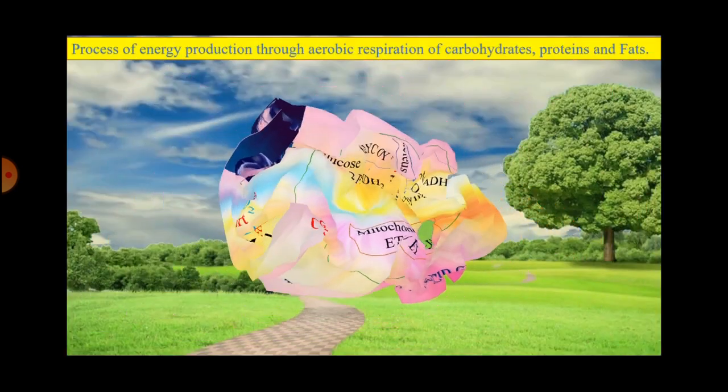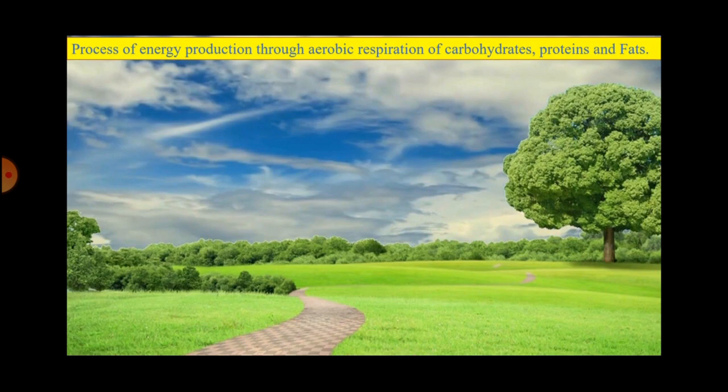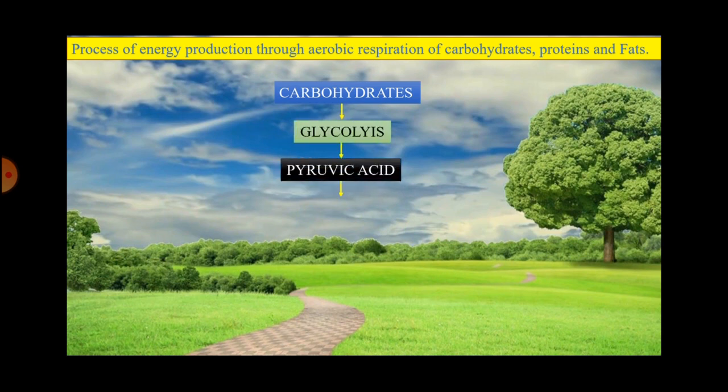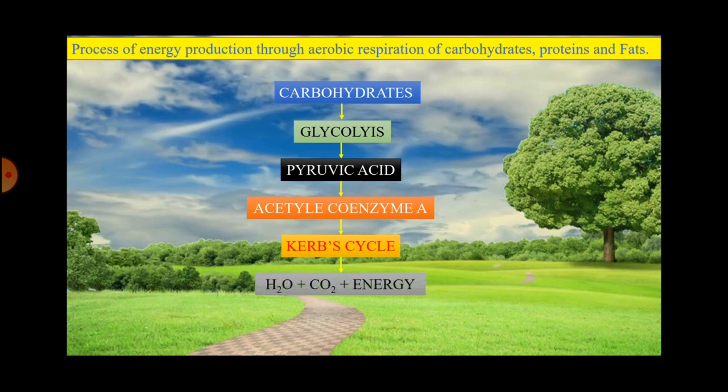This is a process when oxygen is present in the body, when oxidation takes place. So we studied in the earlier slide about glucose, carbohydrates. Carbohydrates get converted to glycolysis, glycolysis to pyruvic acid, pyruvic acid to acetyl coenzyme A. Acetyl coenzyme A completes the cycle called the Krebs cycle. And at the end of the Krebs cycle, we are left with carbon dioxide, water and ATP molecules, that means energy.